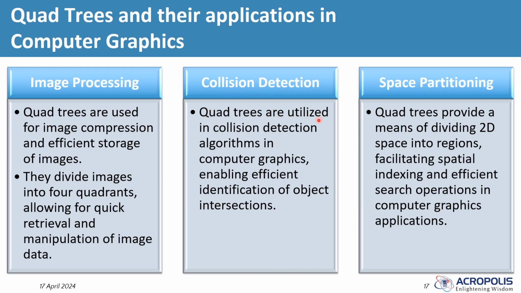The second application is collision detection. Quad trees are utilized in collision detection algorithms in computer graphics, enabling efficient identification of object intersections. And the third is space partitioning. Quad trees provide a means of dividing 2D space into regions, facilitating spatial indexing and efficient search optimizations in computer graphics applications.